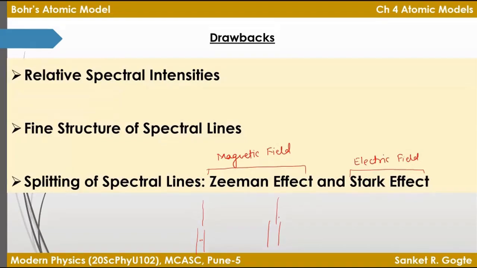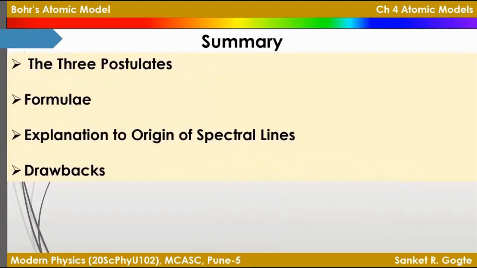Now, if you want to understand why this fine structure is there, why we have the Zeeman effect, why we have the Stark effect, to understand these effects you have to consider a full quantum mechanical treatment for the hydrogen atom, which is beyond the scope of our course. So as far as atomic models are concerned, we will stop here at Bohr's atomic model. And this is the summary. We considered the postulates, the formulation, the explanation of the origin of spectral lines, and then we considered the drawbacks.